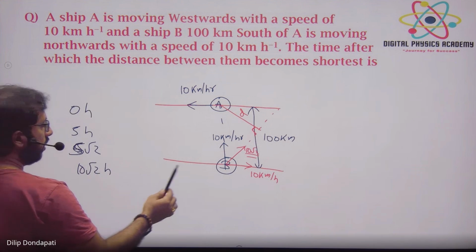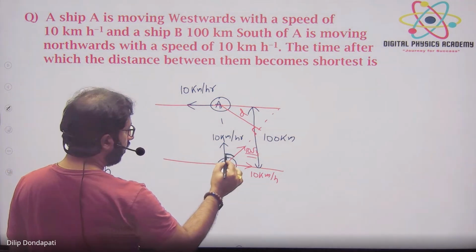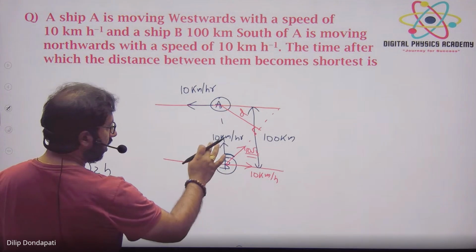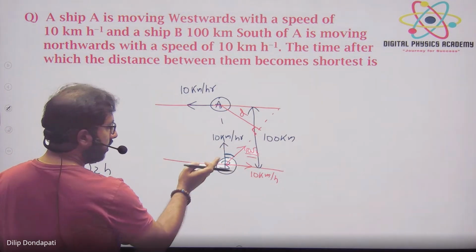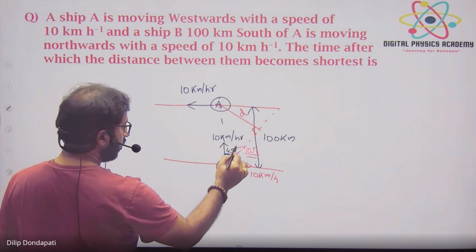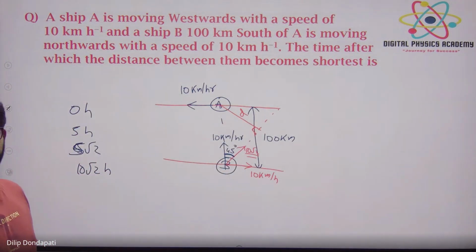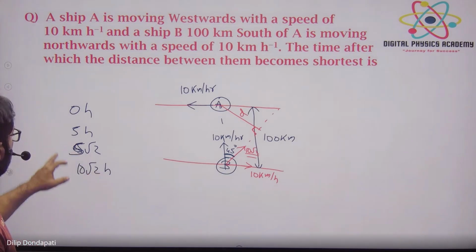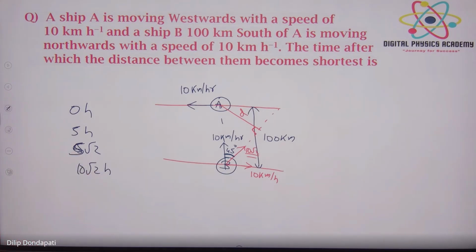What will the angle be? Because whenever two vectors have the same value, the resultant will be the exact bisector. So it is 45 degrees. Will you get it in root something? Options: 0 hours, 5 hours, 5 root 2, 10 root 2 hours.